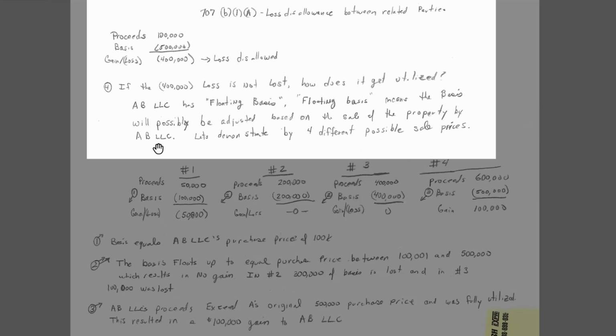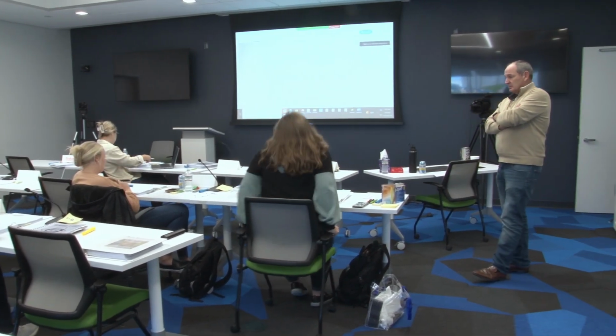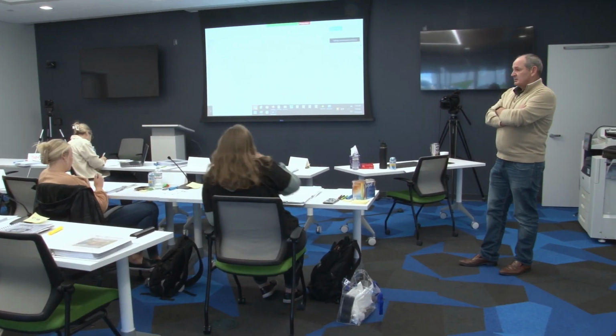ABLLC has a floating basis. Floating basis means the basis will possibly be adjusted based on the sale of the property by ABLLC. Let's demonstrate by 4 different possible sale prices. Okay, so let's stop there for a second. Floating basis means that the basis can float up or down based on the sale of the property by the AB partnership. Have I ever seen this, Nate?